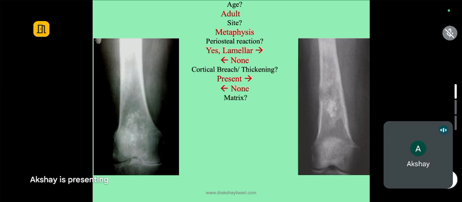What is the matrix? Osteoid matrix in the second one, sir. Okay, how about this and this? Osteoid, sir. Okay, but I think if someone calls it popcorn also, that will be right. See, again, as I said, when you have osteoid, it will be a continuous kind of thing.